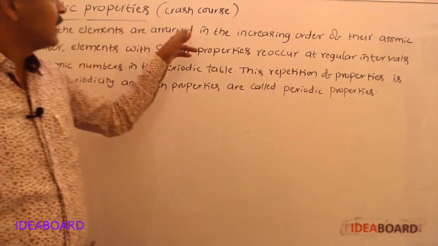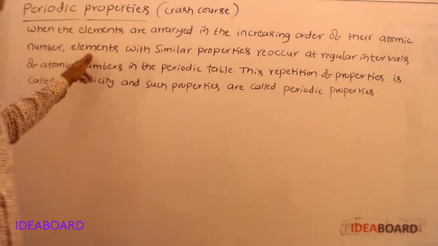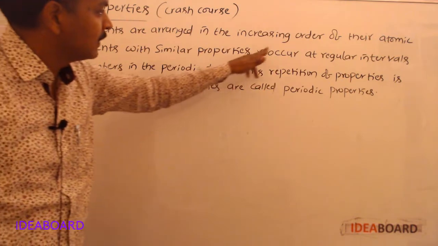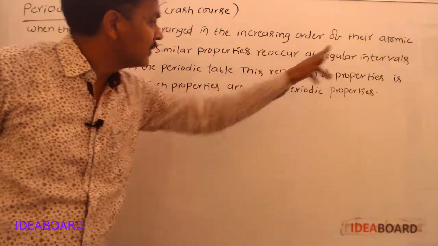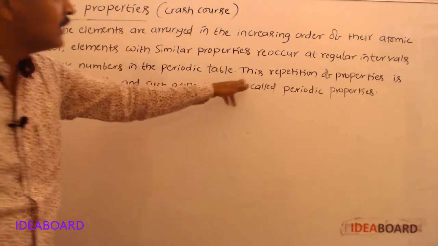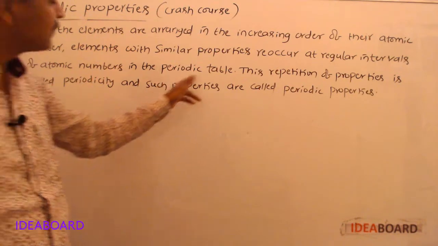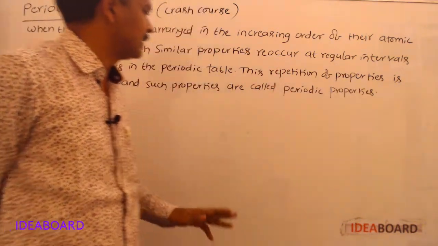When the elements are arranged in the increasing order of their atomic number, elements with similar properties reoccur at regular intervals of atomic numbers in the periodic table. This repetition of properties is called periodicity, and such properties are called periodic properties.